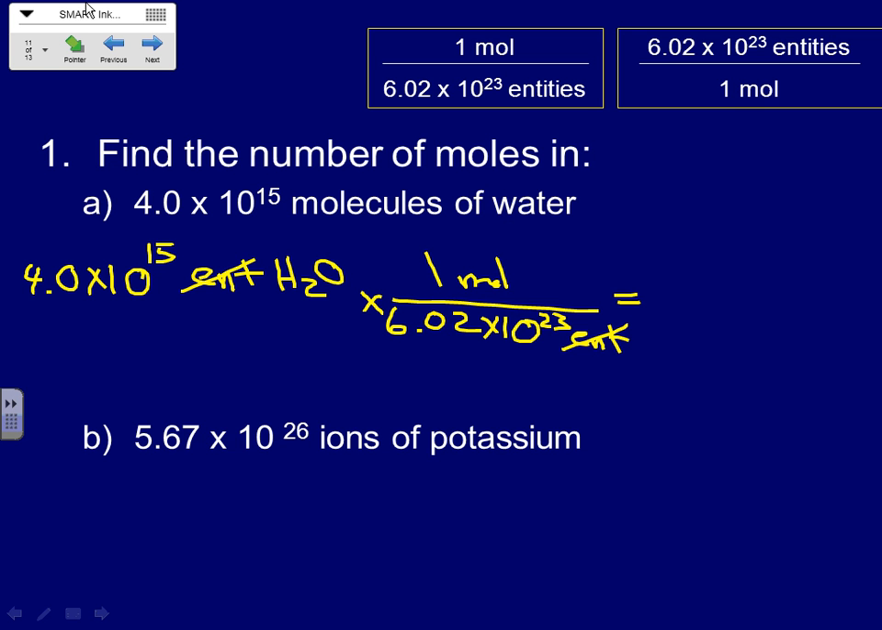Does somebody have that scientific notation? What do you got? 6.64 times 10 to the negative 9. Do we like negative 9? Supporters on the -9? Nobody's sure. You got a 1, I got a thumbs up. -9. And what's the unit? Yep. Moles of H2O.